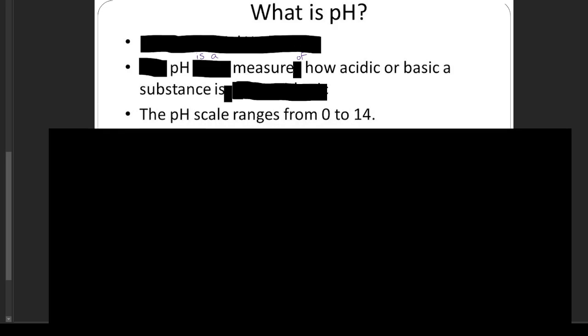So there's a minimum and a maximum, and we say that the pH scale ranges from 0 to 14. So any solution to which its pH is determined, its pH value must range between 0 and 14.